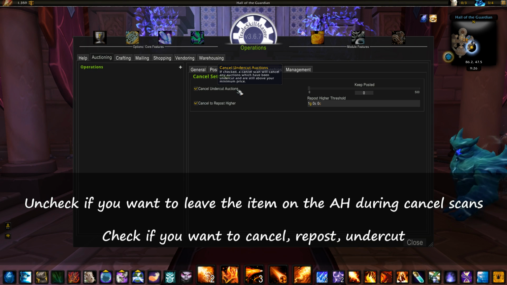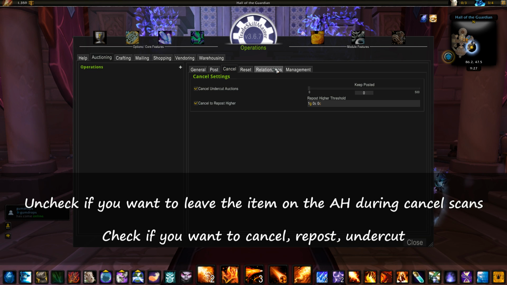But then in other situations, you might have things that are really expensive, or Legion materials, or stuff that might be a little bit more expensive and you want to pay closer attention. You want to make sure that you're always the cheapest on the auction house. Then you want those to be included in your cancel scan. So you have to decide what you want to be included and not included in your cancel scans.